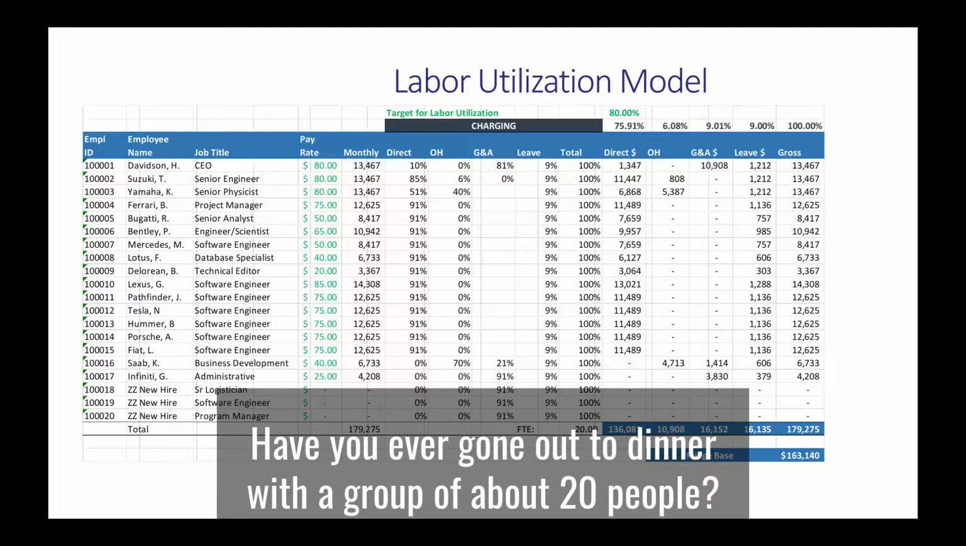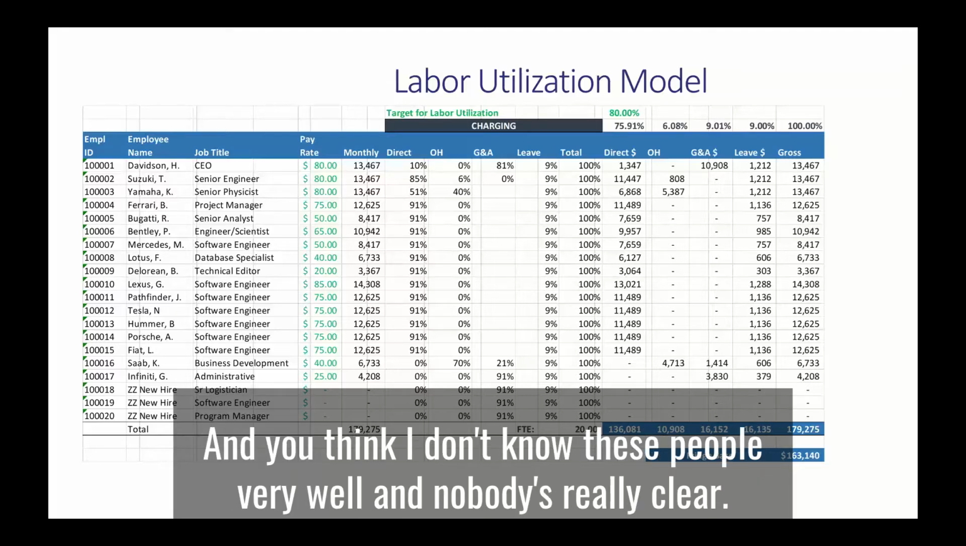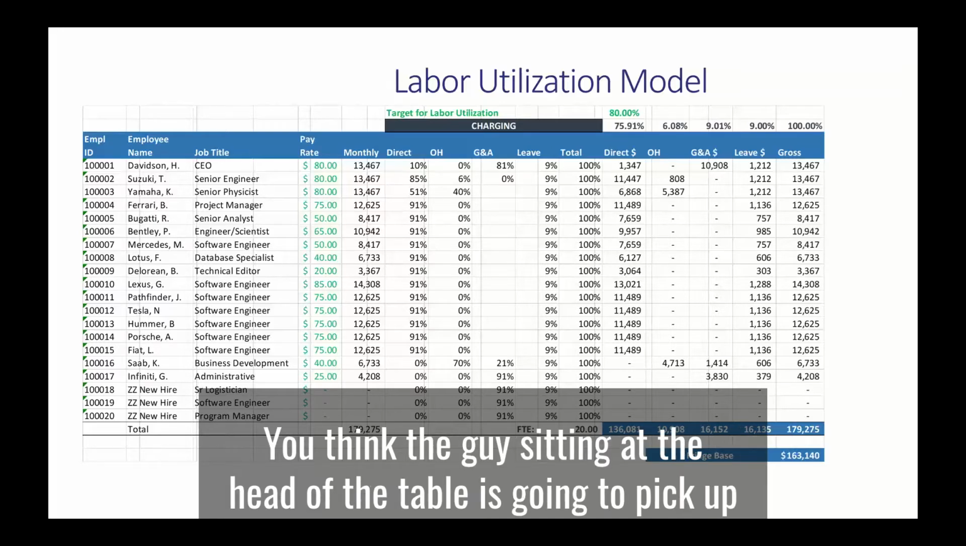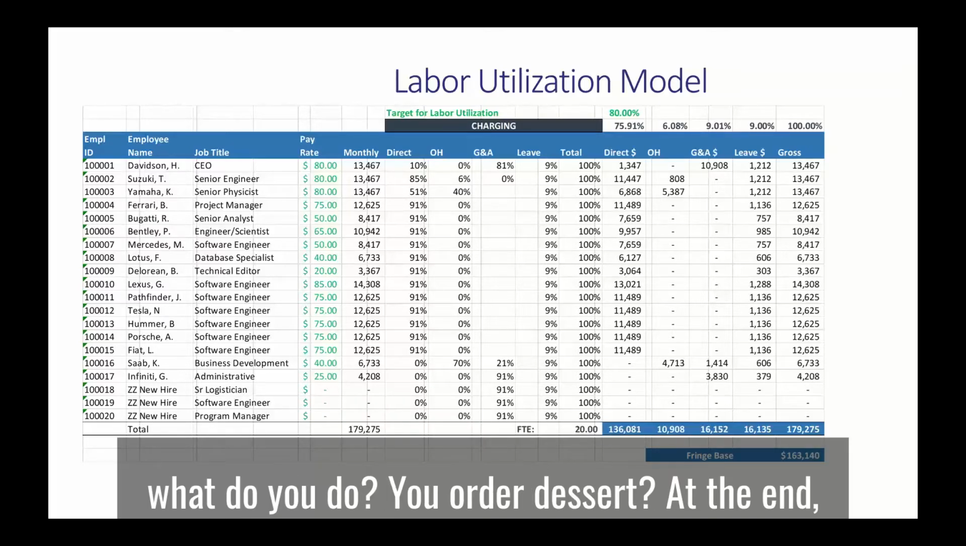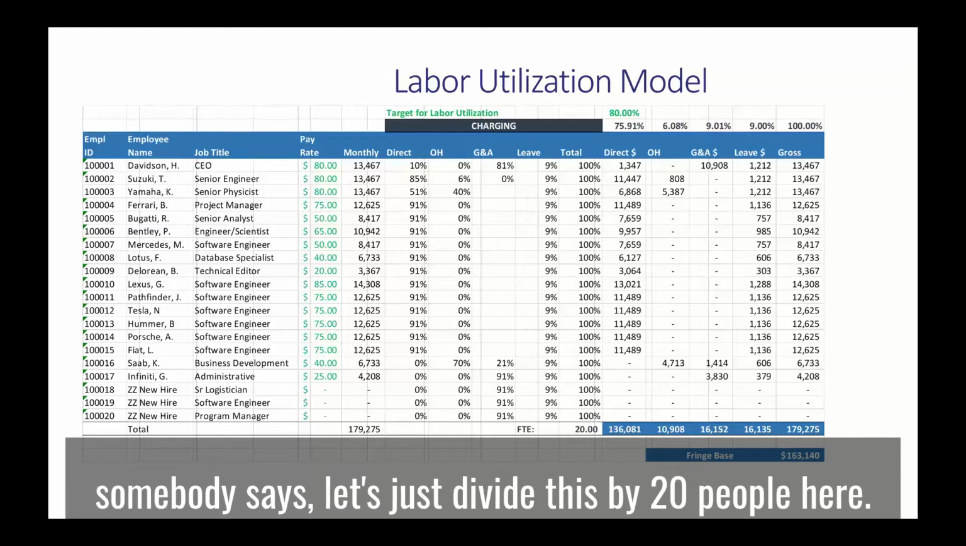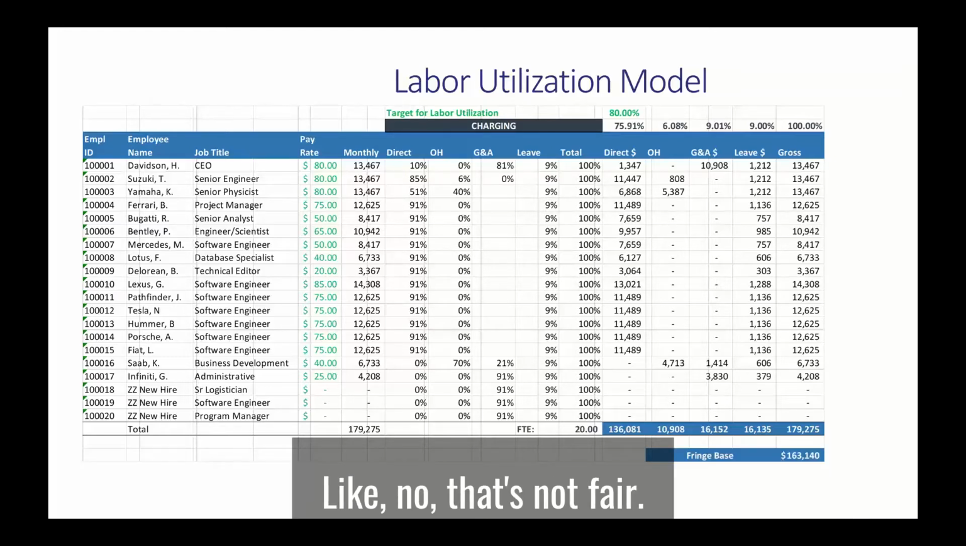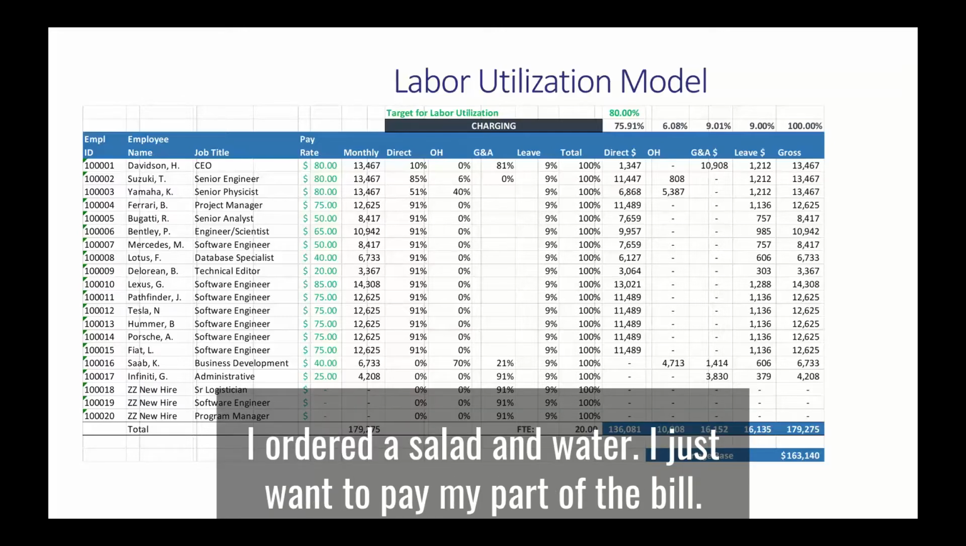Have you ever gone out to dinner with a group of about 20 people and you think, I don't know these people very well, and nobody's really clear? You think the guy sitting at the head of the table is going to pick up the check at the end. And so what do you do? You order dessert. At the end, somebody says, let's just divide this by 20 people. You're like, no, that's not fair. I ordered a salad and water. I just want to pay my part of the bill.